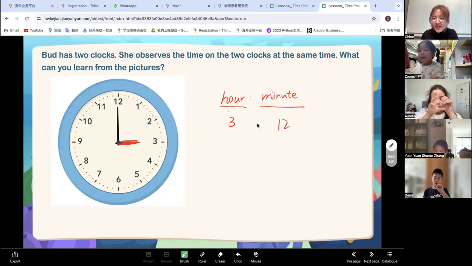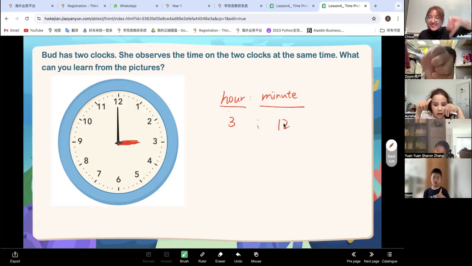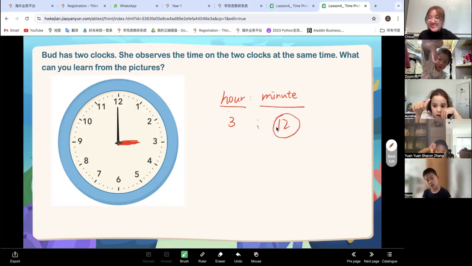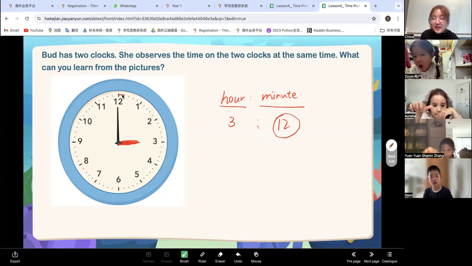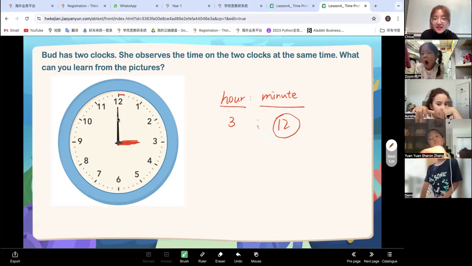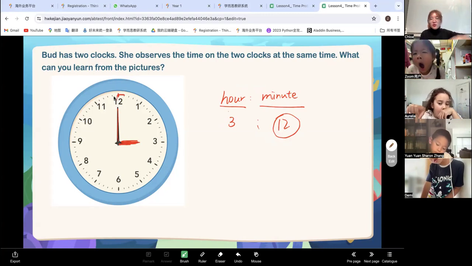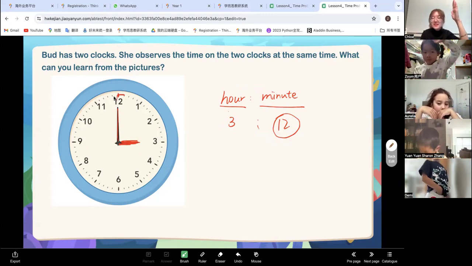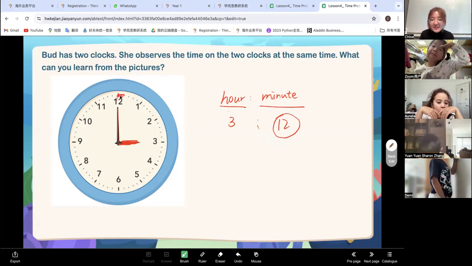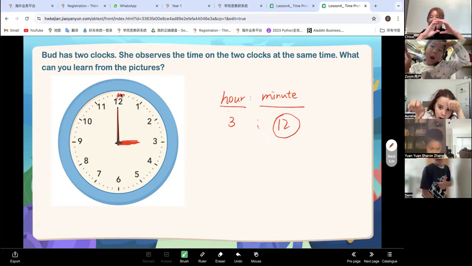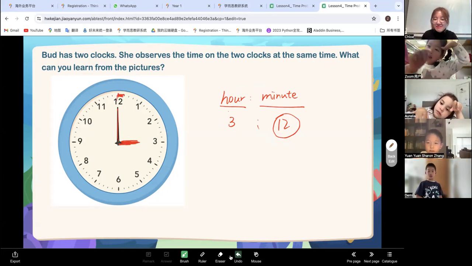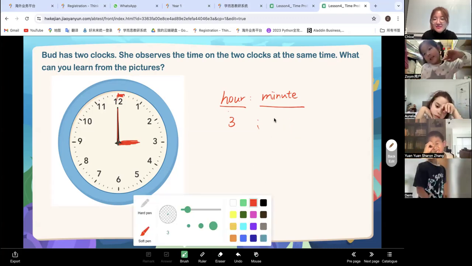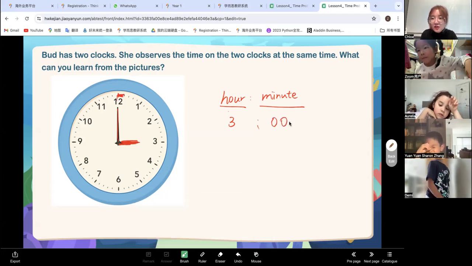Is it 12? Am I right? Yes or no? No, everyone, because how can we count the minute? We count the smaller gaps. And now we can see the longer one is pointing to 12. Remember, it always starts from 12. 12 will be the starting point. So is there any minute? No, 0, right? So the minute will be 00. That's 3:00. Make sense?